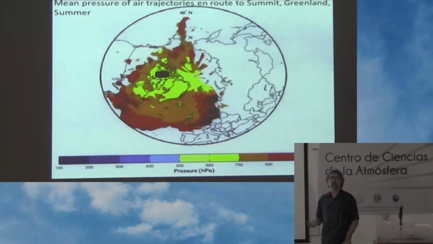So I've showed you two examples of how trajectories can be used in a climatological sense.